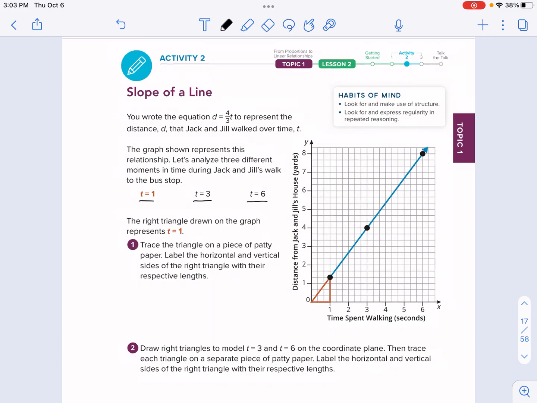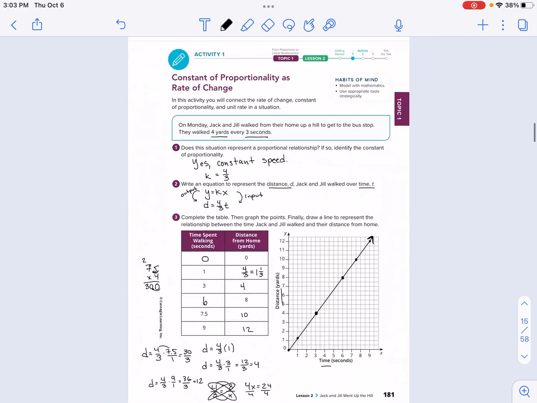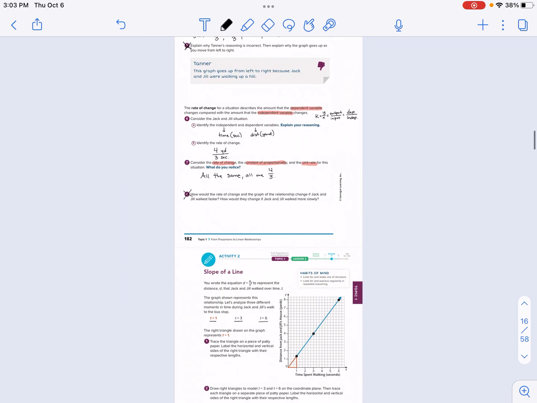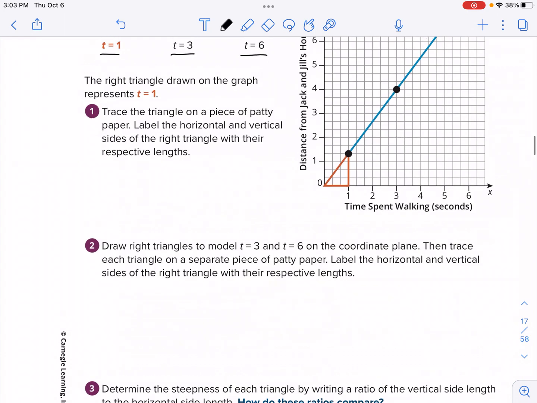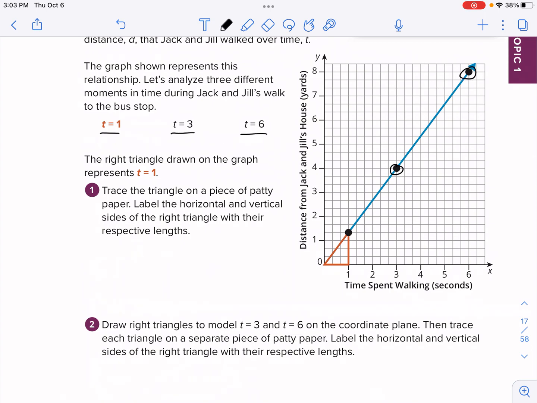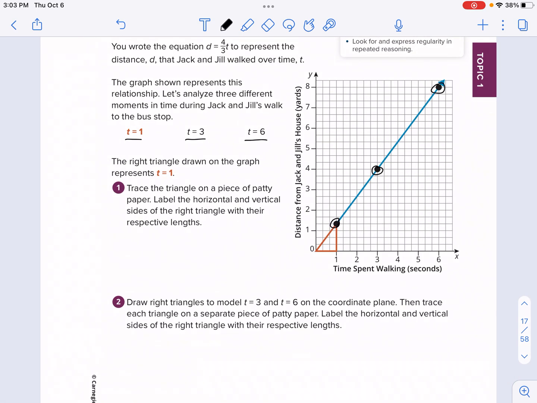And these are things that we already did here, right? 1 second, 3 seconds, 6 seconds. So let's try to remember this. It was 1 1/3, 4, and 8. So 1 1/3, 4, and 8. And we have that graphed here because this second one here is at a height of 4. This one has a height of 8, and this one has a height of 1 1/3.